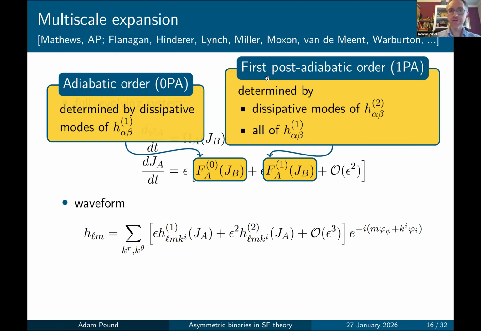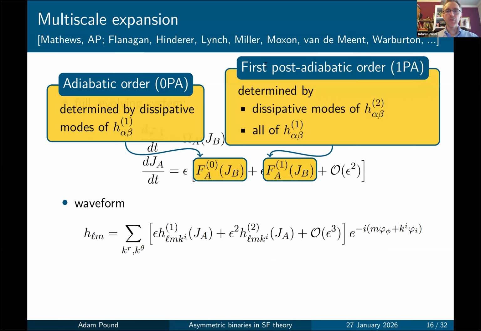Then the first subleading term we call first post-adiabatic order, or 1PA. And this is determined by dissipative modes of the second order metric perturbation, and then also all of the first order ones. So another way to say this is you need the dissipative first order self-force for 0PA, you need the dissipative second order self-force for 1PA, and you need all of the rest of the self-force for 1PA. And this has really been the long-term goal. It wasn't formulated quite like this, but this has been the long-term goal over the past 20 years to achieve first post-adiabatic accuracy for EMRI waveforms.